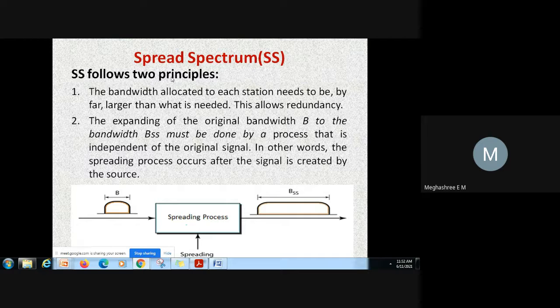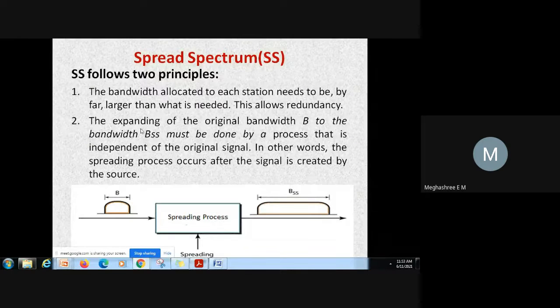And spread spectrum works on two principles. The first is that the bandwidth allocated to each station or each source is to be larger than what is needed. That means you have to spread out, right? So for that, we are adding extra bandwidth, or you can say we are allowing the use of redundancy. You have to expand the bandwidth here, so to do that, you have to add some redundant data. Redundancy, in this scenario, means the inclusion of extra components, which will help you to expand the bandwidth.